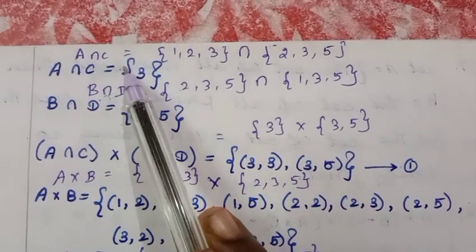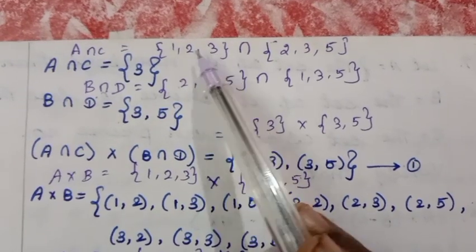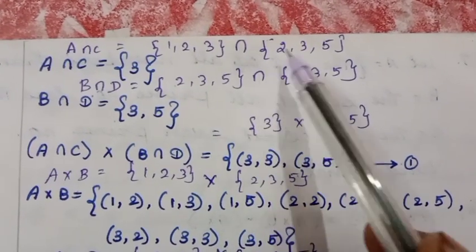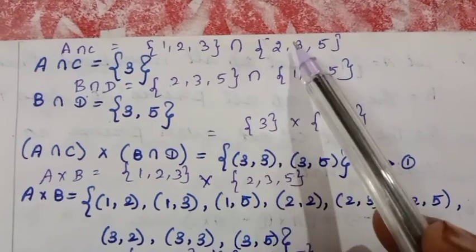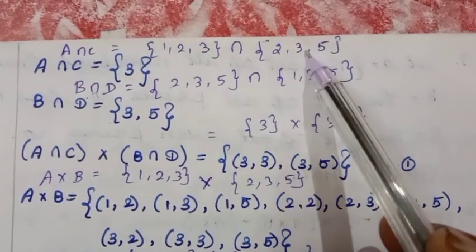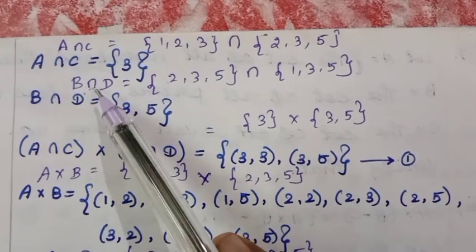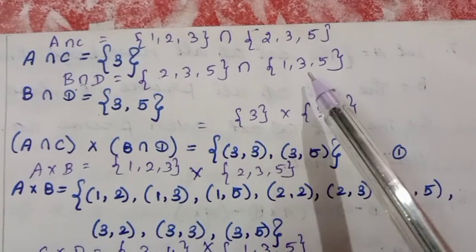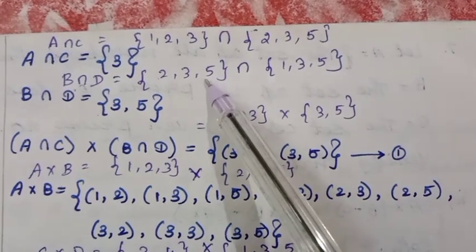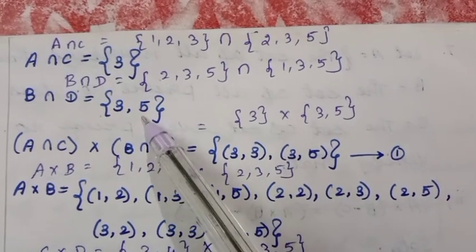A intersection C. So that is A value set of all 1, 2, 3 intersection set of all 2, 3, 5. Intersection means common element. Which is the common element? 3. Next you have to find B intersection D. So that is 2, 3, 5 intersection 1, 3, 5. Common elements 3, 5. Take and write.